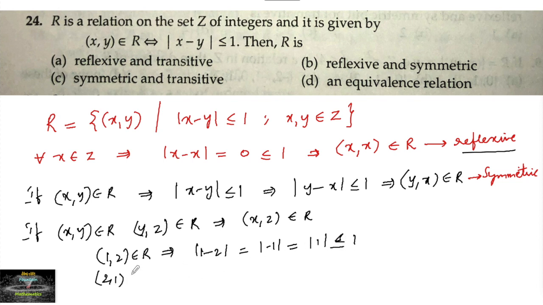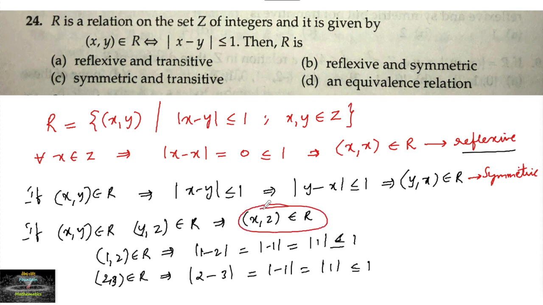And also (2, 1) belongs to R. (2, 3) let me take, (2, 3) belongs to R, that is mod of 2 minus 3, which is equal to mod of minus 1, is equal to 1, which is less than or equal to 1, which is also satisfying. Then to make sure that it is transitive, (x, z) must belong to R. And (x, z) means here 1 and 3.